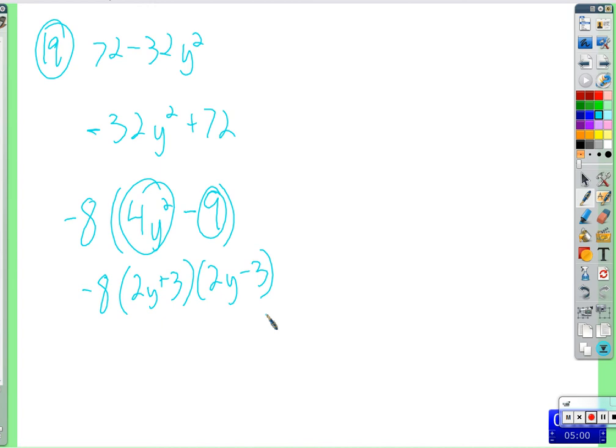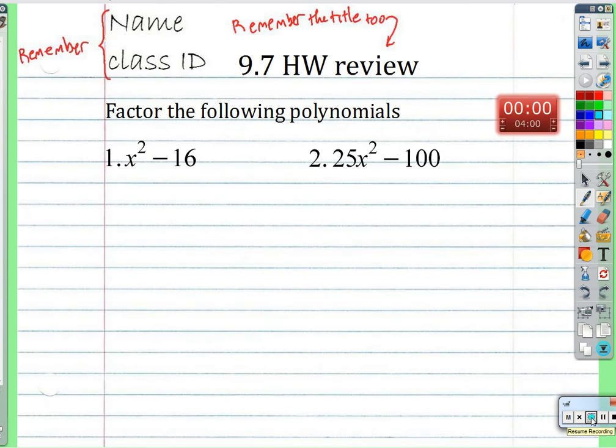Other questions? You ready to show me you can do it on your own? Yeah. Okay, let's get out a piece of paper. Alright, first, we'll do the first one. X plus 4, parenthesis, parenthesis, X minus 4. Good job.